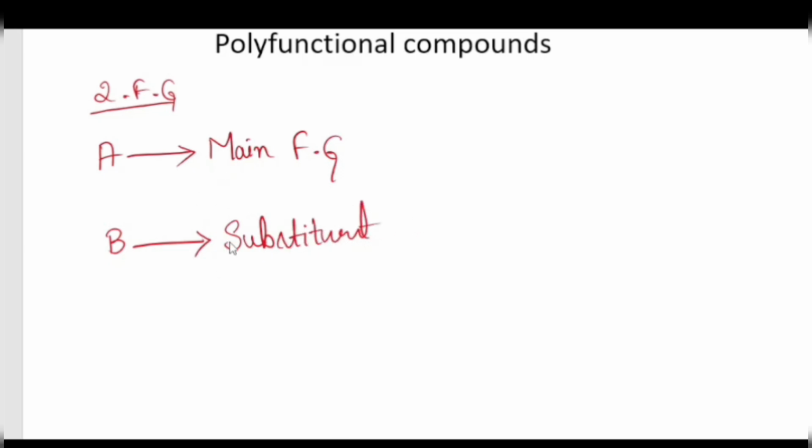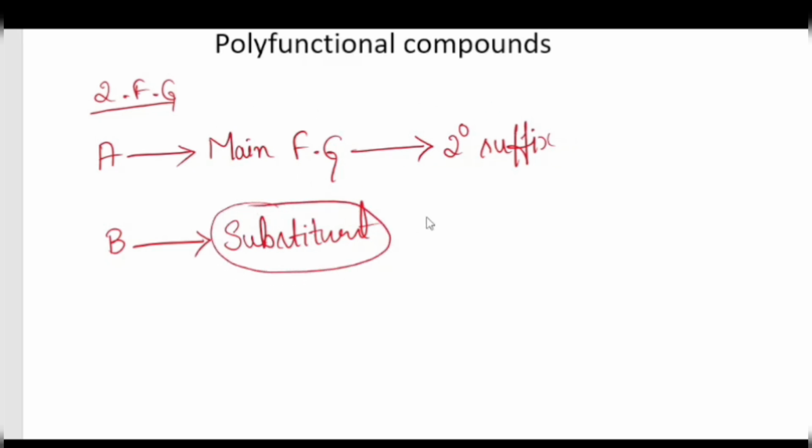Like this I have to divide it. For the main functional group, normal as before in case of a monofunctional group, we add a secondary suffix. This will continue in case of the main functional group. If another functional group is there, we have to treat it as a substituent. For this we have to use a prefix. What are those prefixes? We have to see in the next slide.